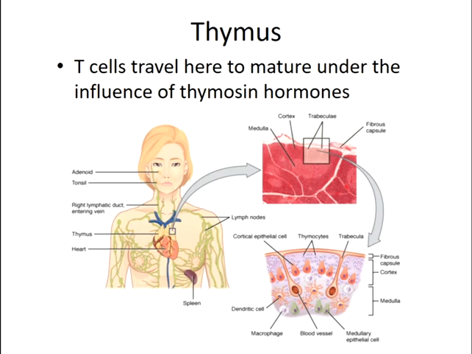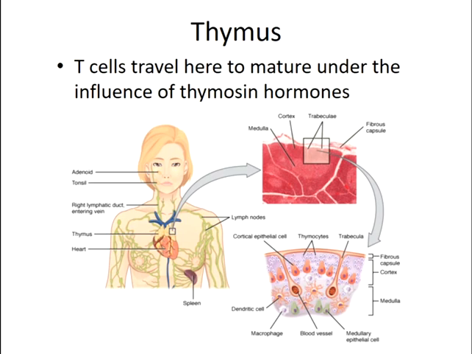All right. So T cells are going to make their way via the bloodstream and even via the lymphatic system into the thymus, under the influence of thymosin hormones. Thymosin hormones are basically hormones that stimulate T cell synthesis, or T cell poiesis, and then those T cells need to develop in the thymus. So the thymosin takes on that role and does that.